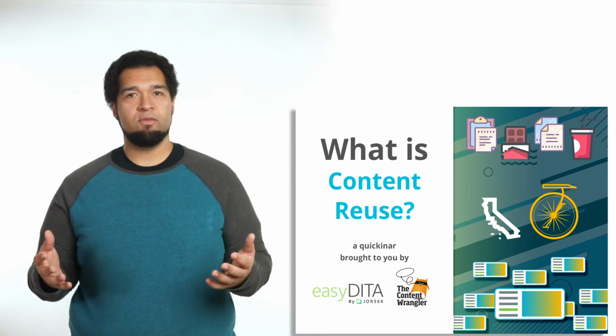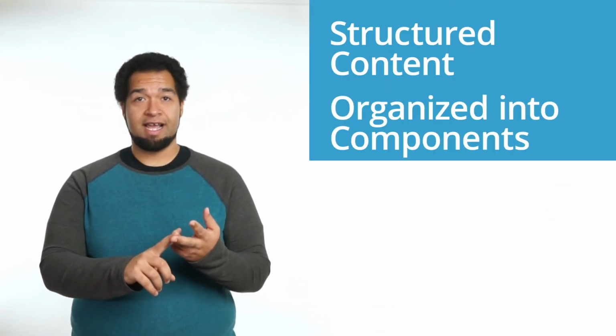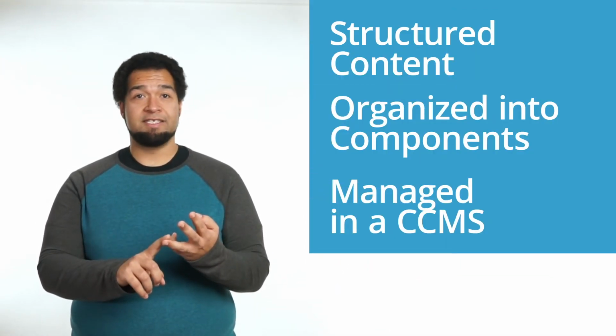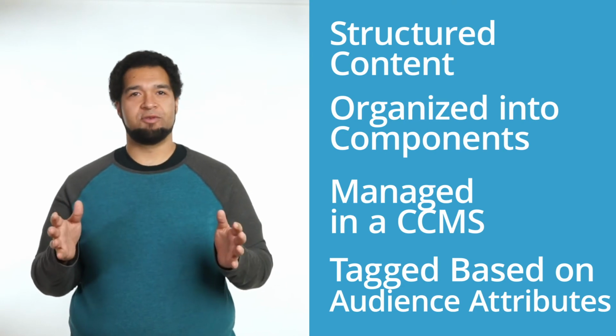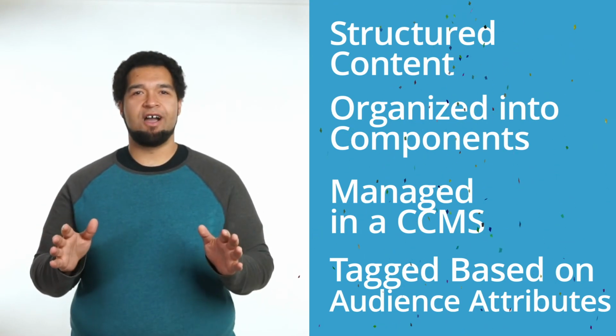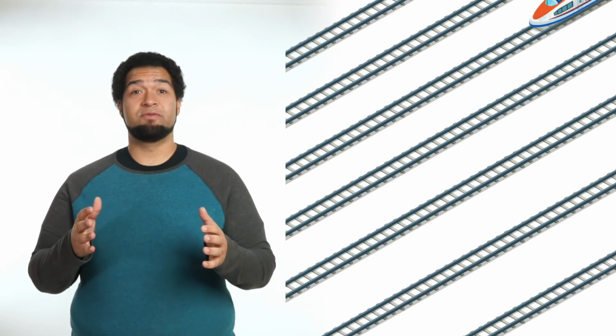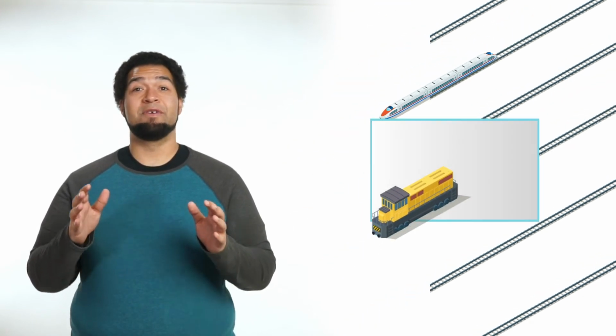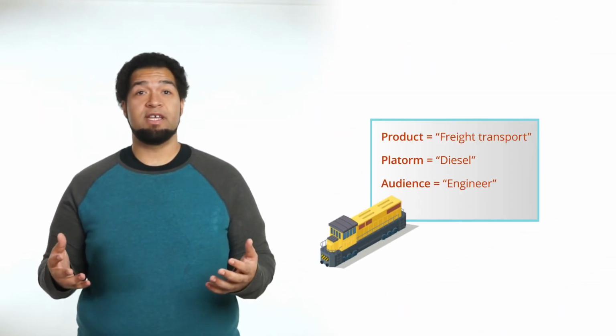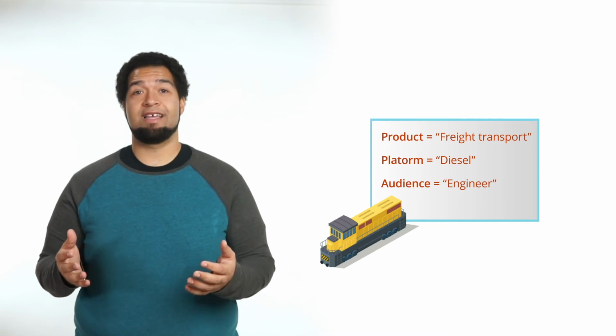Okay, at this point, we have structured content, organized into components, managed within a CCMS, and tagged based on attributes. Congratulations, you've done the hard work. Just like a train needs a system of tracks, your content needs a system of tags. Now, you built the foundation for a sustainable, personalized content experience.